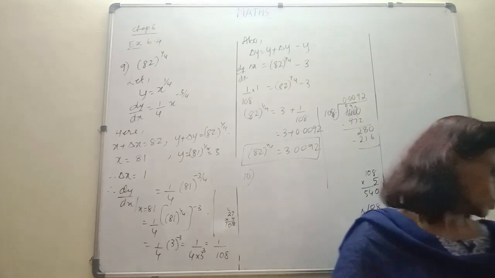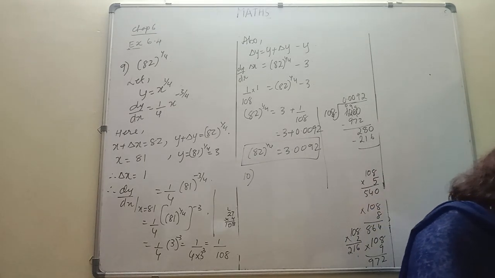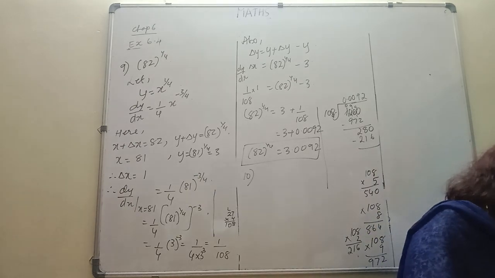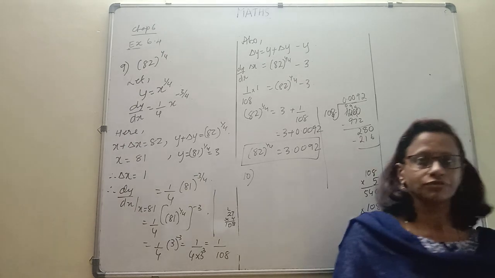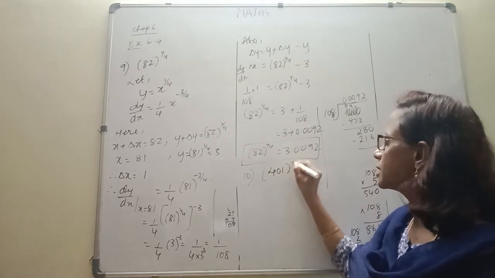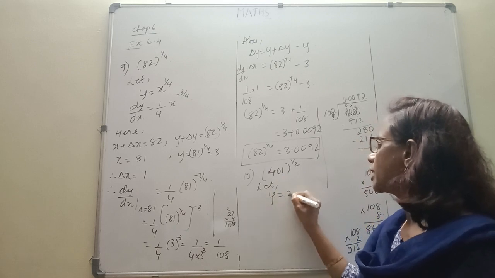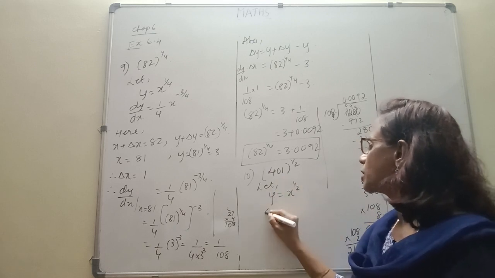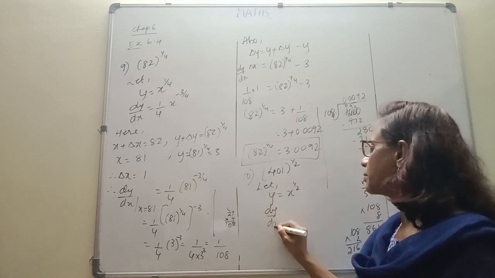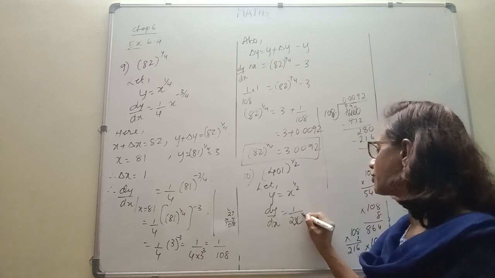So quickly we can go to the next question, the 10th one, which says 401 raised to half. Raised to half problems we have done in abundance. So here we define y as x raised to half. What is our dy by dx? dy by dx is 1 by 2 root x, or 1 by 2 x raised to half.